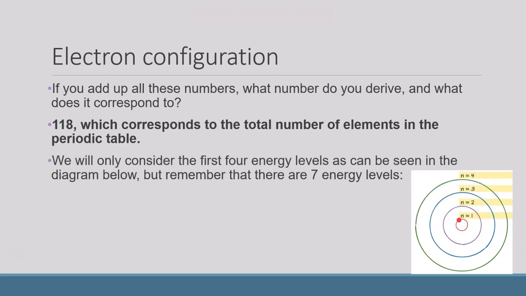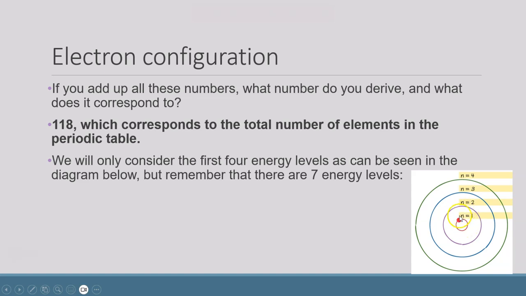What I want to make clear to you up front is that we are only going to consider the first 4 energy levels. We are not going to consider n equals 5, 6, and 7. Also, we are only going to consider the very starting part of the 4th energy level. So we're not going to consider the full 4th energy level.